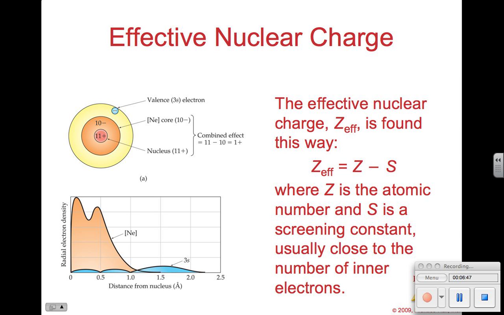As we go into this deeper, we'll see how the effective nuclear charge impacts the overall size of the atom, how easy it is to ionize it, and how strongly it attracts other electrons, its electron affinity. So we'll explore this a bit more as we get into it.